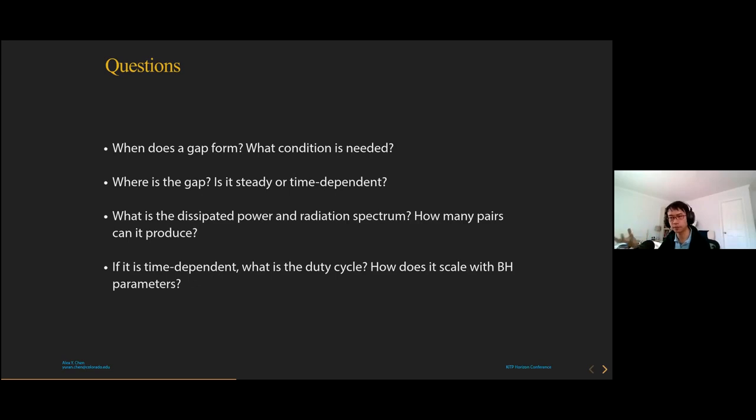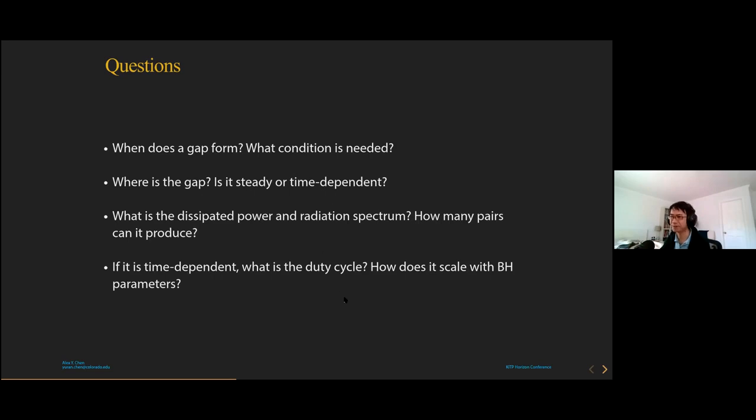When you have a magnetic field and you rotate, if you don't have charge, you will induce a parallel electric field. That will accelerate particles. There's a minimum charge density you need to screen that. It's called the Goldreich-Julian charge density from pulsar magnetospheres. So we pretty much know the first question, but none of the others.